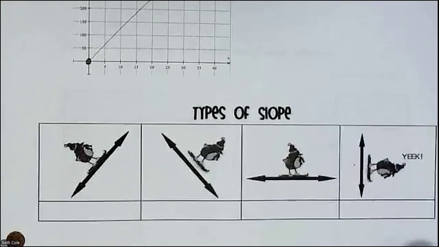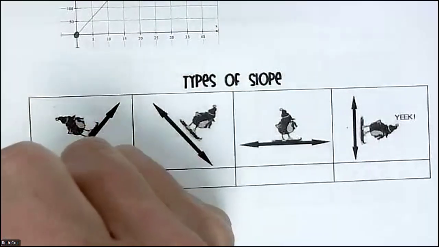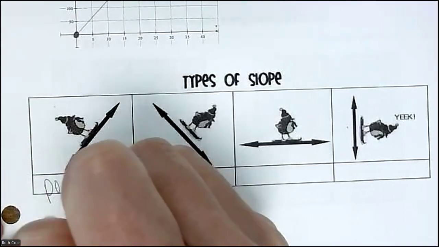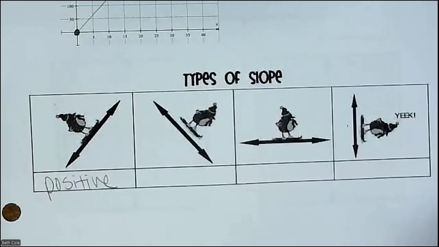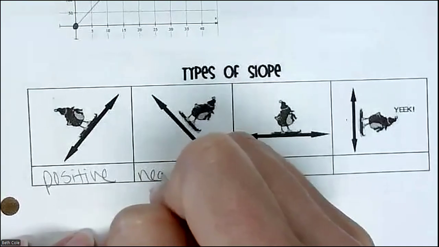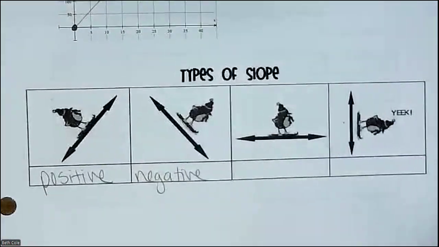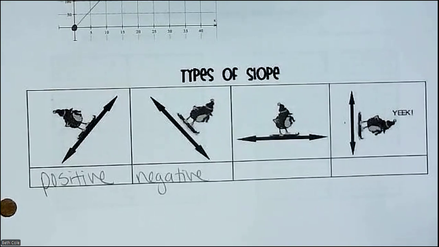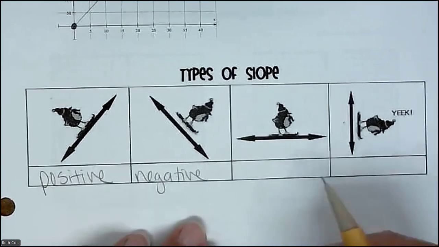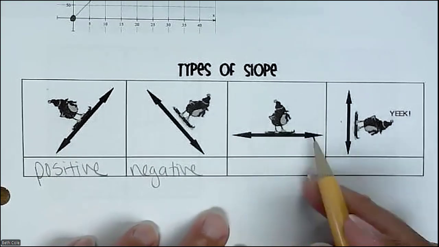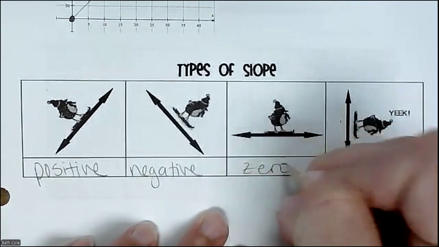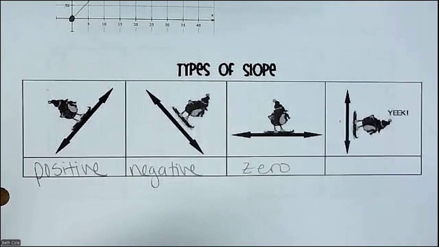Okay. Here are the types of slope. This one is positive. Why do you think that's positive? Going up. Use your common sense. It's not that hard. All right. This one is negative. I don't know what that is, like a little penguin on a ski slope. Negative. Do you ski? No. Oh, that's cool. All right. This one, the flat one, is 0. It's not going up or down at all. So it's literally nothing. So 0.